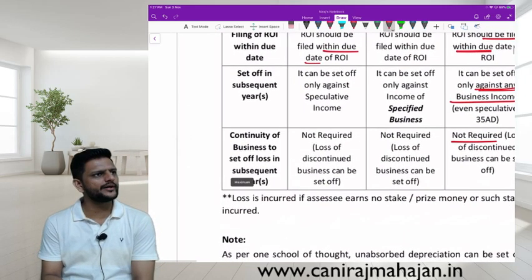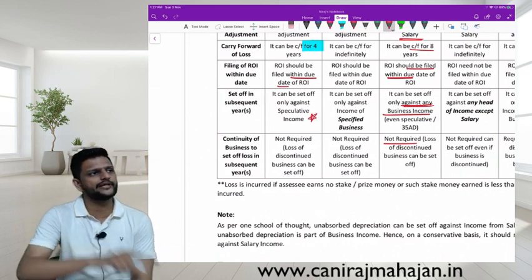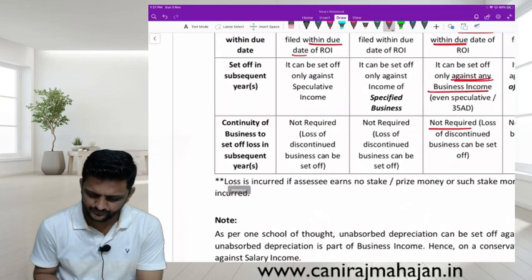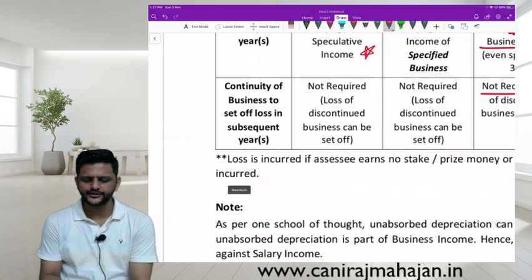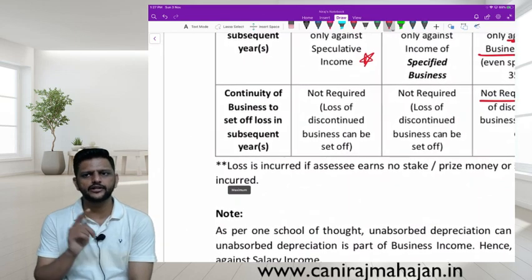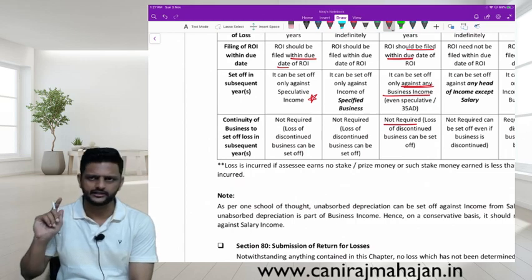Set off in subsequent years only against same nature of income, because the same rule was applicable in the current year. Yes. And lastly, continuity of the business, again not required. So loss from discontinued business can also be set off against some other business which is again a speculative income.